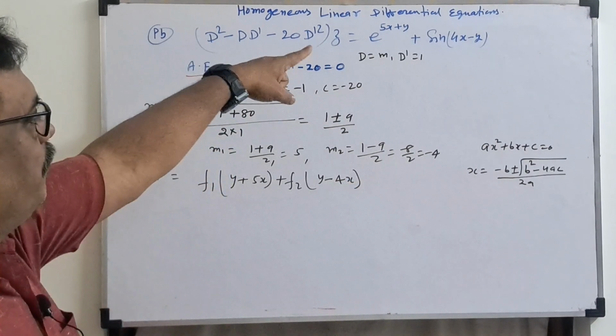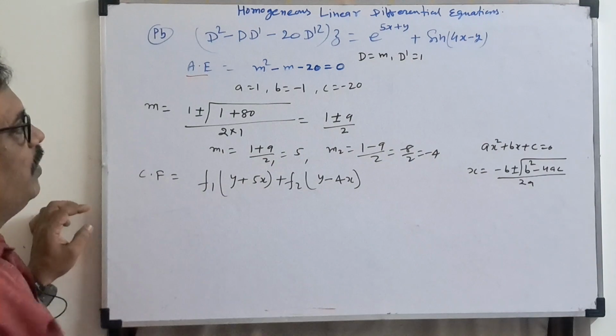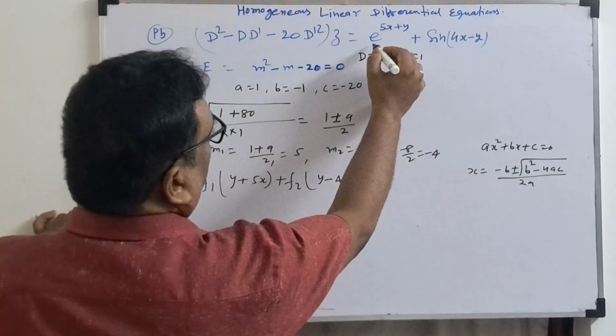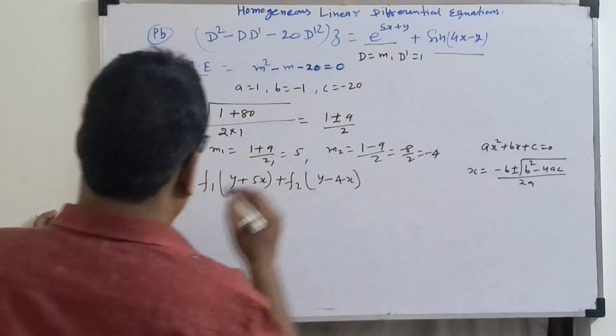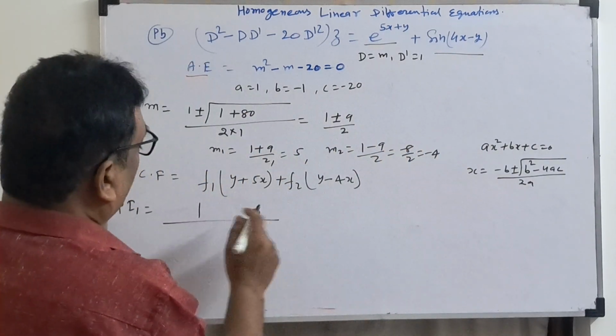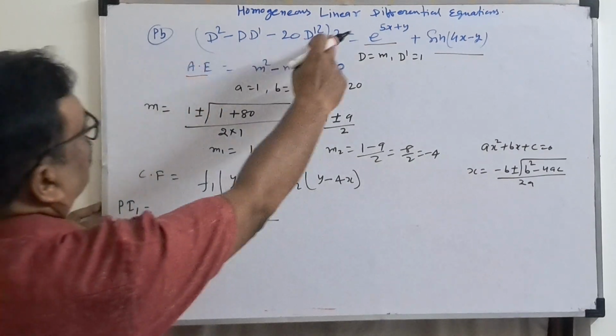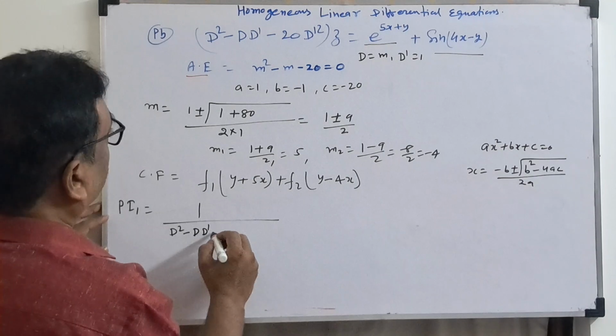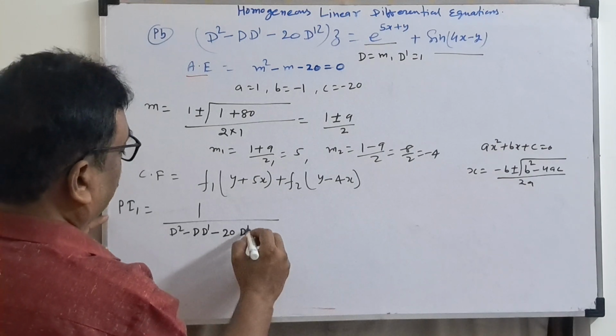Now we'll find the PI, because if right side terms are given, we'll find the PI. So here two terms are there, one exponential and one trigonometric. So first we'll take PI1, the first term. What is f of D, D dash? This only. What is it here? D square minus D D dash minus 20 D dash square.